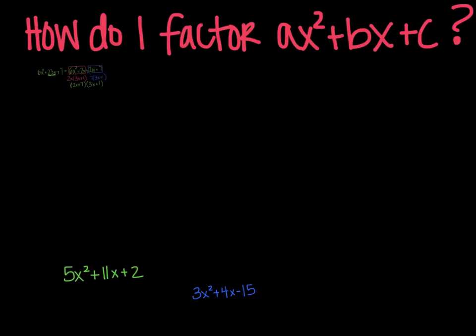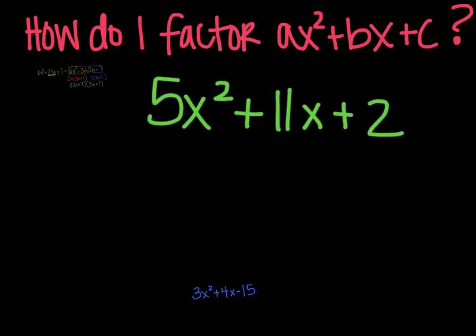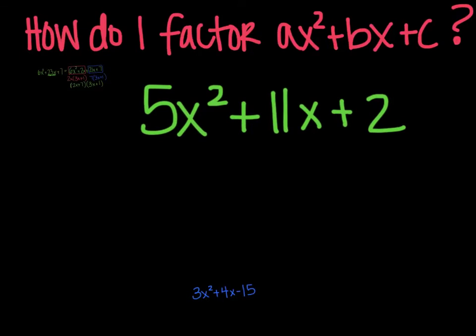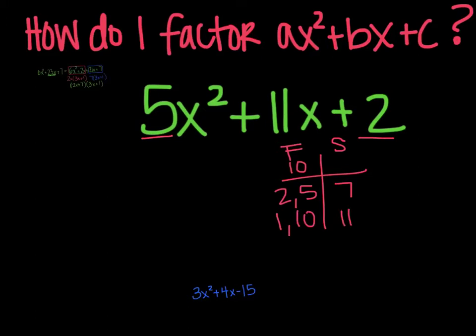Knowing that, we're going to take a look at our first problem and find the factored form of 5x squared plus 11x plus 2. So the first thing you're going to want to do, like I mentioned, is find the factors of A times C. So A times C is 10, so I'm looking for the factors of 10 and the sum of the factors. In this case, I would have 2 and 5, and that would give me a sum of 7. I would also have 1 and 10, which would give me a sum of 11. And the sum should be your B term.